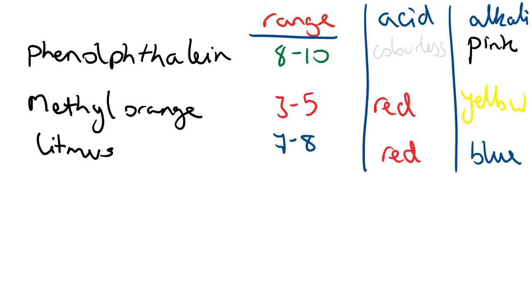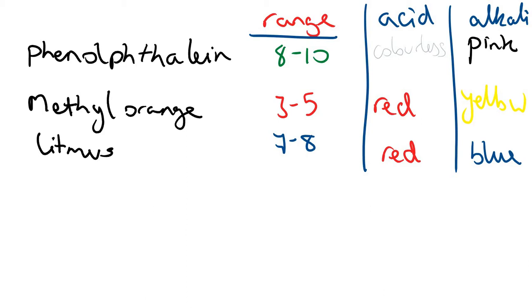So briefly, just to recap the colours, phenolphthalein is colourless in acid and pink in alkali. Methyl orange is red in acid and yellow in alkali. So you may notice that the methyl orange is actually a difficult colour change to see when you do it. Originally it looks a bit like an orange colour. The litmus, red in acid and blue in alkali.